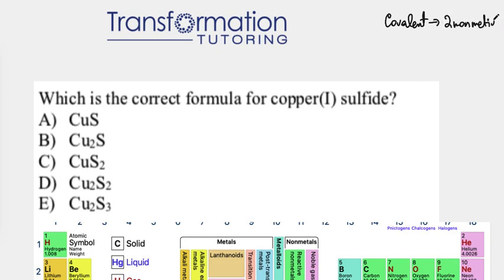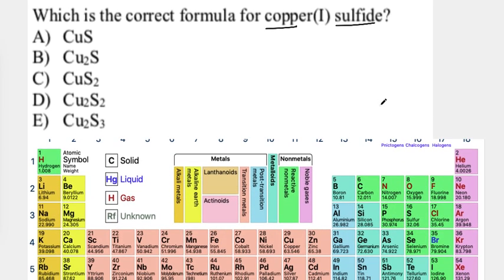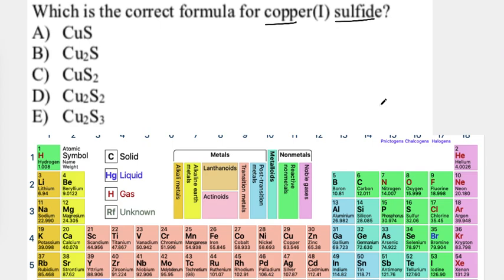and ionic compounds can have a metal and a nonmetal, which is the most popular case, as well as a metal and a polyatomic ion, two polyatomic ions, or a polyatomic ion and a nonmetal. Now we have copper and sulfur. So let's go ahead and look at the periodic table to see whether these are metals or nonmetals.